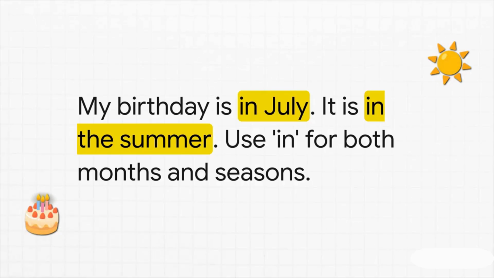So just like we used at for time, when we talk about months and seasons, we use the word in. It's pretty simple. You can say, my birthday is in July, or my birthday is in the summer. Now it's your turn. When is your birthday? Try to say it using in.